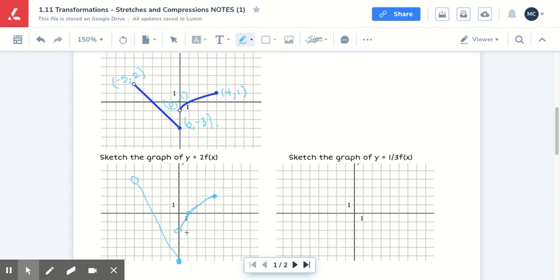Not really a great picture, but anyway. It does look like this one was taken and stretched vertically. So it's like we grabbed the graph from the top and the bottom and we pulled it apart.